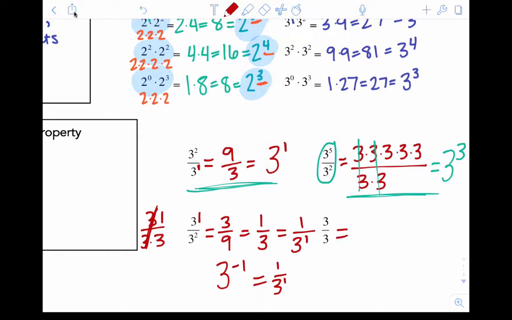And then my last one, 3 over 3. 3 divided by 3 is 1. If I were to subtract my exponents, I would do 1 minus 1, which is 0. So I'd have 3 to the 0 equals 1. Is that true? Yes, it is. Once again, I learned that earlier in these notes when we learned the 0 exponent rule.